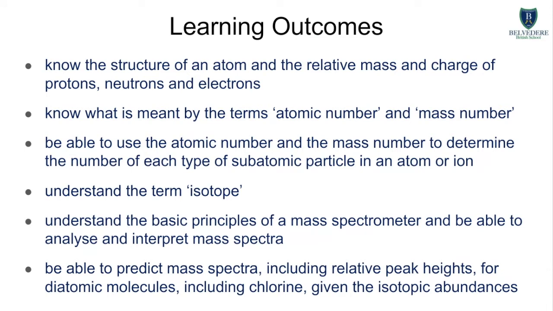We're going to be looking at the structure of the atom and the relative mass and charge of the subatomic particles, what we mean by atomic number and mass number, how we can use these numbers to determine our subatomic particles, what we mean by an isotope, and then the new part for our A level is about the basic principles of a mass spectrometer and being able to predict the mass spectra for specific diatomic molecules.